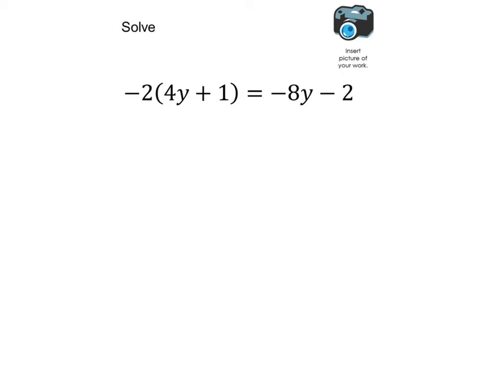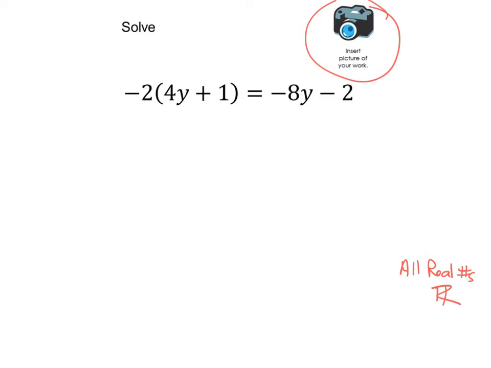Alright, here's your next one. You try and do this one. Hit pause. Hit play when you're done to check your answer. You must have finished your work and are checking your answer. Your answer is all real numbers, or the double R. If you are correct, make sure to insert a picture of your work. If not, let's see how to figure it out.